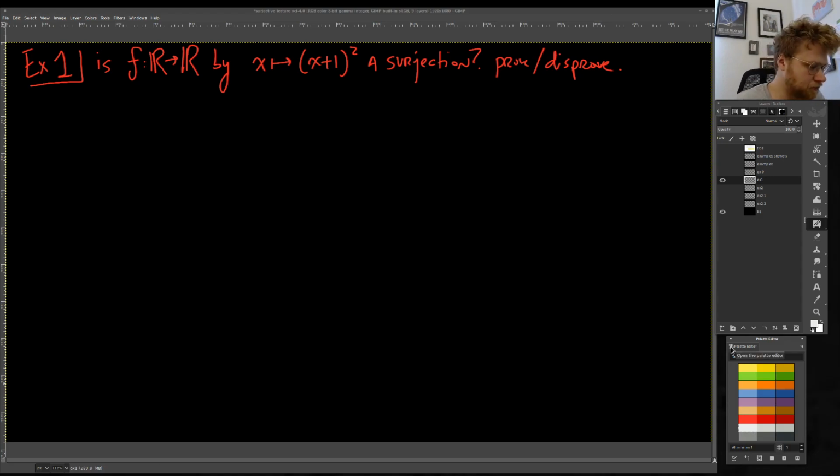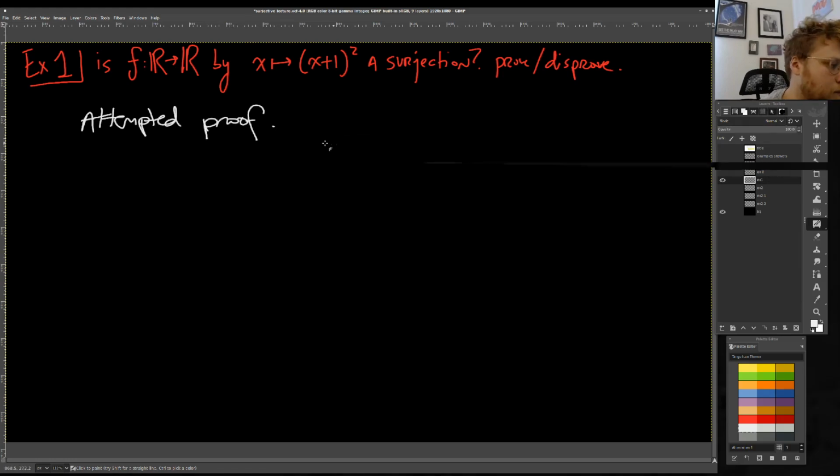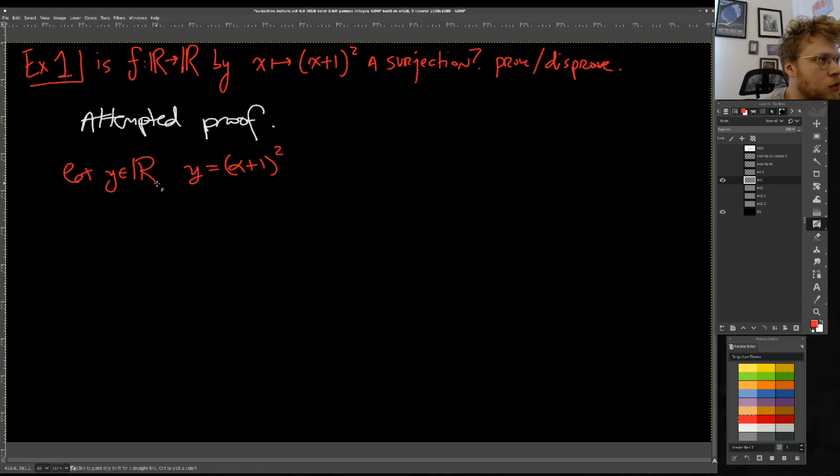So be careful. I'm going to call this an attempted proof. Okay, so we want y equals, for some arbitrary y in the codomain. We're going to try to find x, so what we can do is square root both sides.